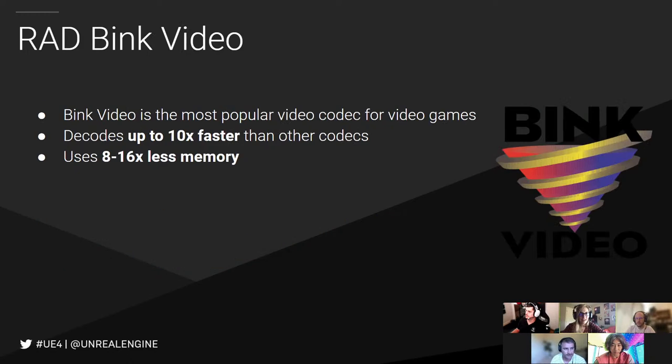So next slide. Bink Video is a popular video codec. And again, it'll be built into Unreal Engine like the Oodle compression will be. The cool thing for you devs is it'll decode up to 10 times faster, and it's using 8 to 16 times less memory. It could also potentially be offloaded into GPU compute shaders for faster performance. Bink Video is totally self-contained. You don't have to install anything else. And the plugin interface is meant to be super simple, really easy to use. So just a couple of notes there.